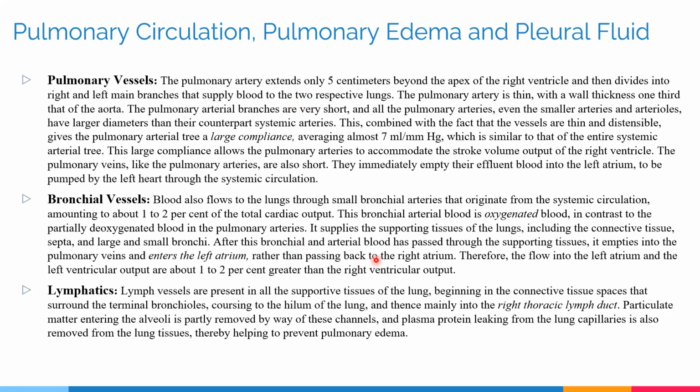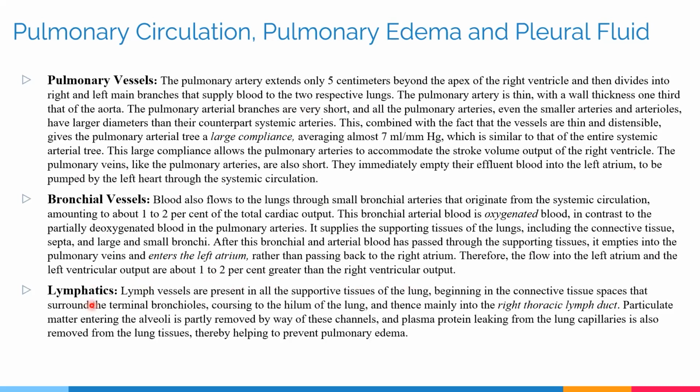After this bronchial arterial blood has passed through the supporting tissues, it empties into the pulmonary veins and enters the left atrium, rather than passing back to the right atrium. Therefore, the flow into the left atrium and the left ventricular output are about 1 to 2% greater than the right ventricular output. This is because the bronchial vessels contribute directly to the left ventricular output by transferring a small amount of oxygenated blood, which travels via the lung tissue directly into the left ventricle.